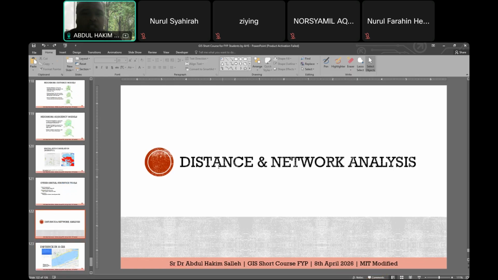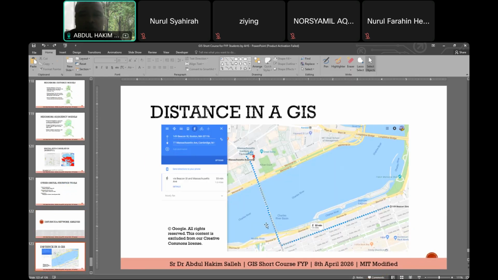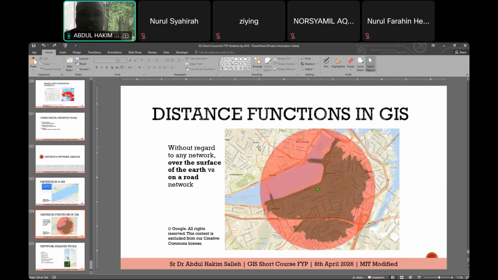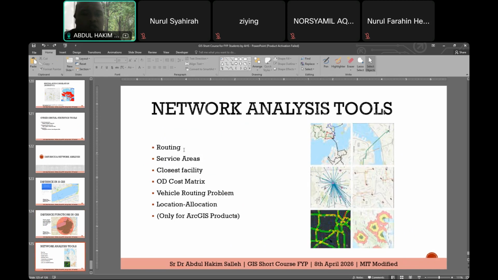Distance and network analysis, to measure distances from one place to another, whether it is the shortest distance, the shortest time, or the least cost, everything. Yeah, a lot. Routing services also use network analysis, like your GrabFood, your Foodpanda, anything. Routing service. Service areas, which show where a cluster of industries is located. Closest facilities, cost metrics.